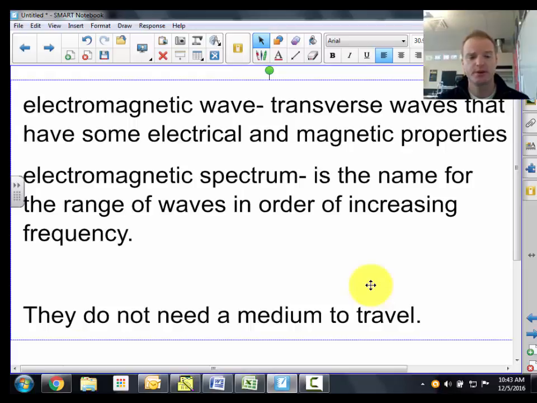So what are these waves? Electromagnetic waves are transverse waves that have some electrical and some magnetic properties. So they kind of act like magnets, kind of act like electrical current. They carry both of these properties. And so these waves, we put them on what's called the electromagnetic spectrum, and this is the name for the range of waves in order of increasing frequency. So it's all about the increasing frequency.